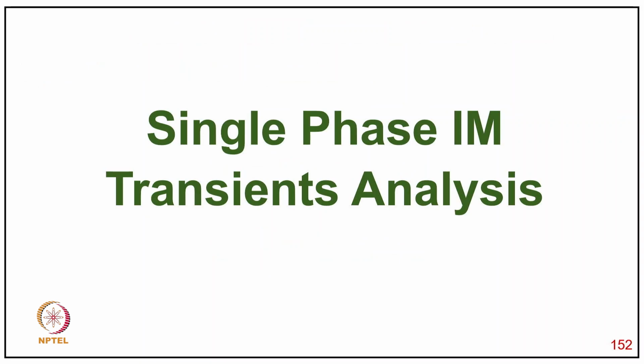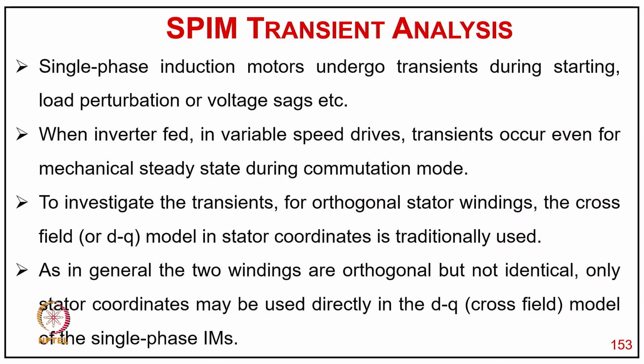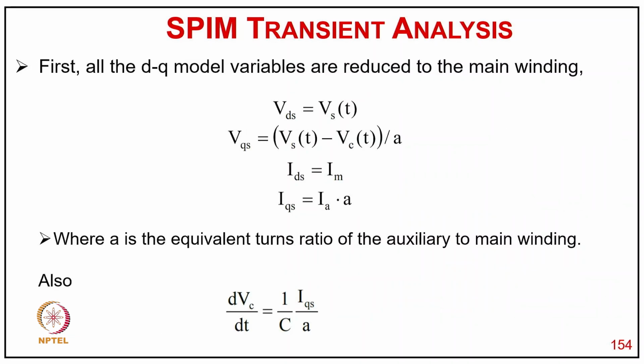Now coming to single phase induction motor transient analysis. A single phase induction motor undergoes transients during starting, load perturbation or voltage sag, and when inverter fed in single phase variable speed drives, transients occur even during mechanical states and commutation mode. To investigate the transients, the orthogonal stator winding cross field or DQ model in stator coordinates is traditionally used, and in general the two windings are orthogonal but not identical. Only stator coordinates may be used in the DQ cross field model of a single phase induction machine.